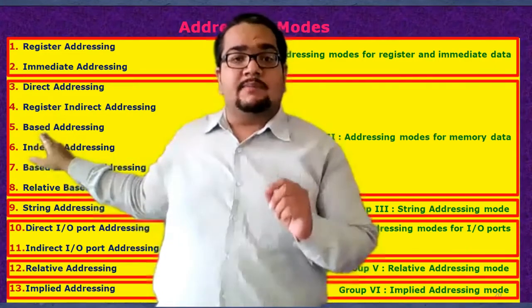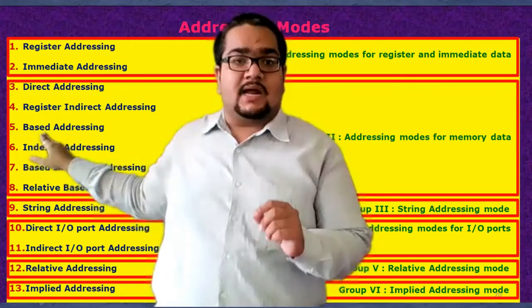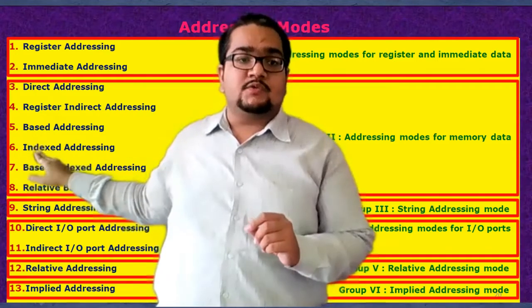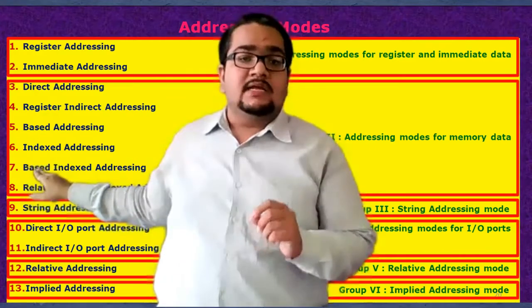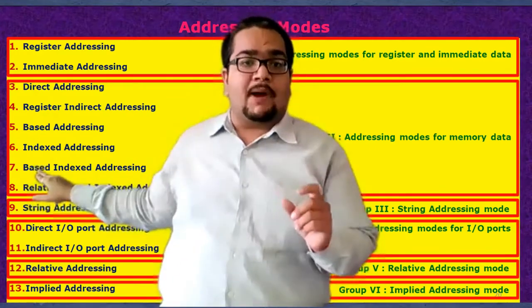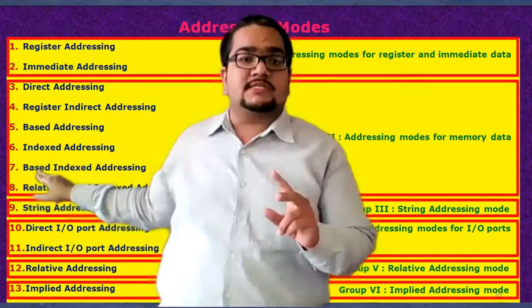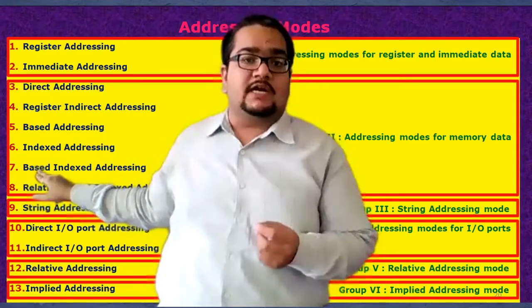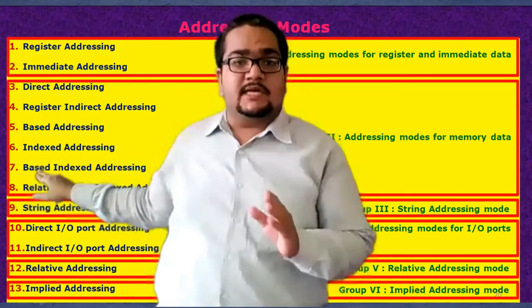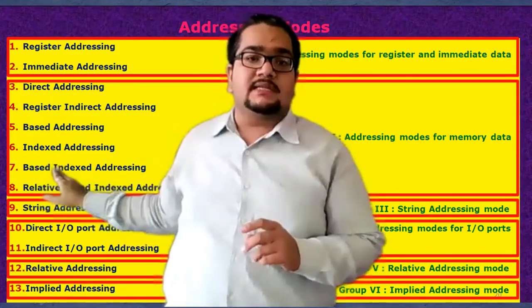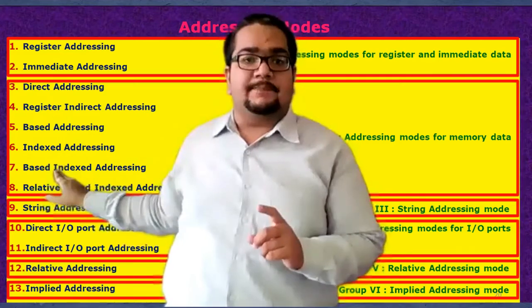In this one, the memory address is located in a base register, either BX or BP. In this one, the memory address is located in an index register. In this one, the memory address is split into 2 parts, and the 2 registers will contain each half part of that memory address. One will be there in the base register, that is either BX or BP, and the other part will be there in the index register, that is SI or DI.